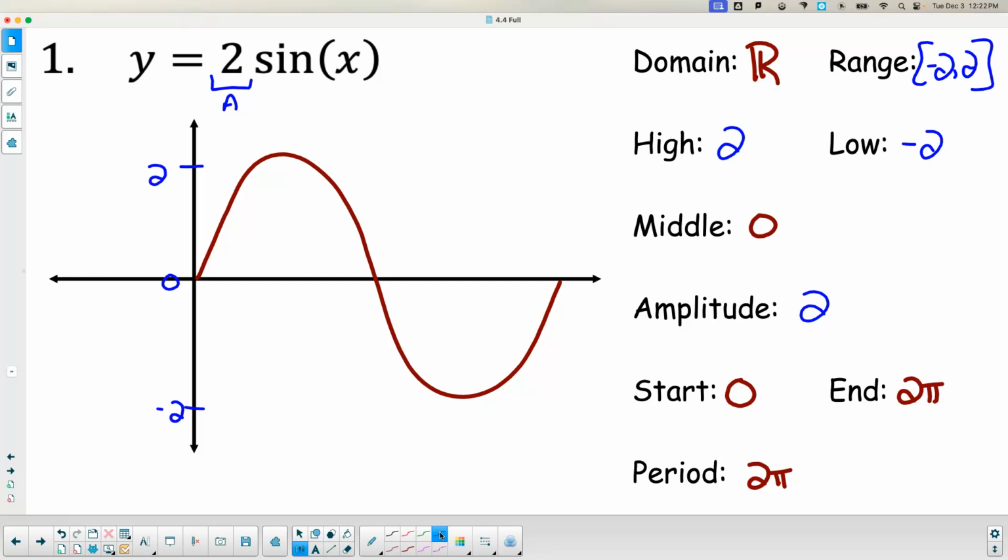When we graph these functions, we are going to ask that you graph them and label both axes. So I've currently labeled my high, my middle, and my low on the vertical axes. On the horizontal axes, I'm going to label my start, my end, and then I'm going to come up with the other 3 in between. Here, here, and here.